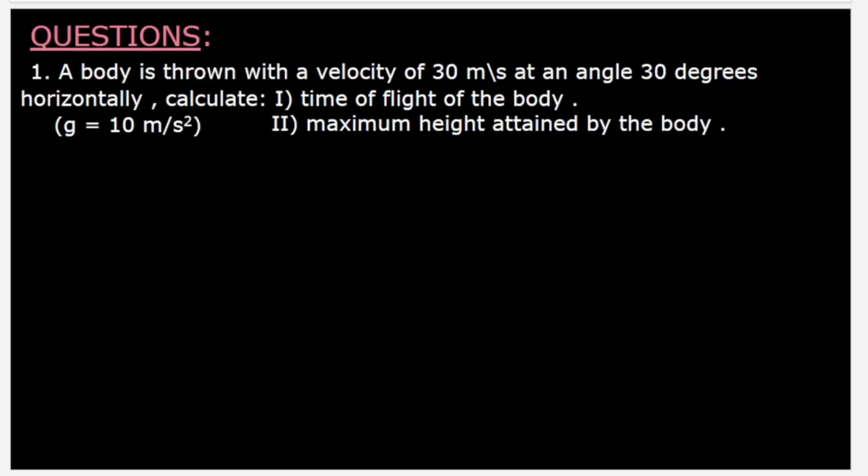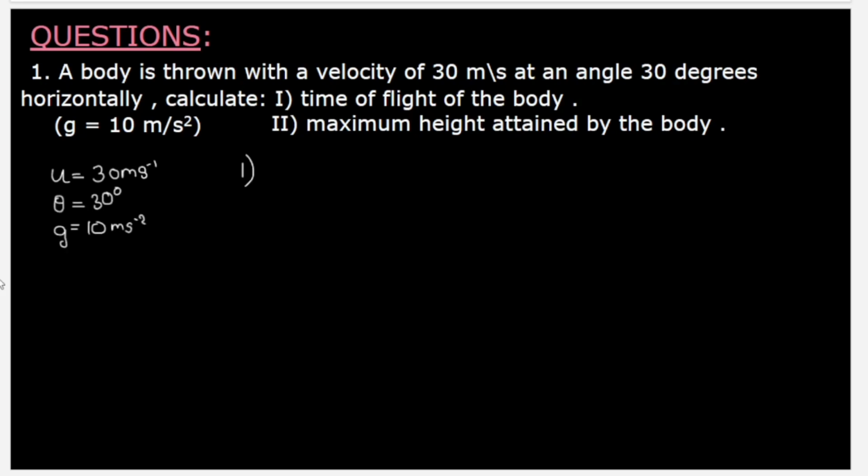Let's move on to the last topic of the chapter, the questions. First question. A body is thrown with a velocity of 30 m/s at an angle 30 degrees horizontally. Calculate the time of flight of the body and maximum height attained by the body, where gravity is 10 m/s². Initial velocity is 30 m/s. Angle is 30 degrees. Gravity is 10 m/s².